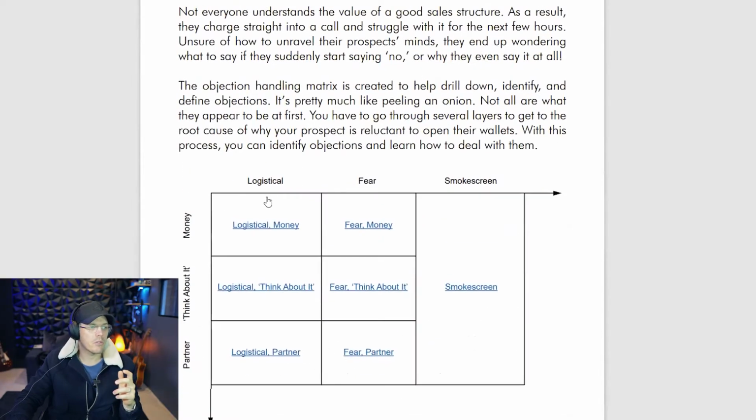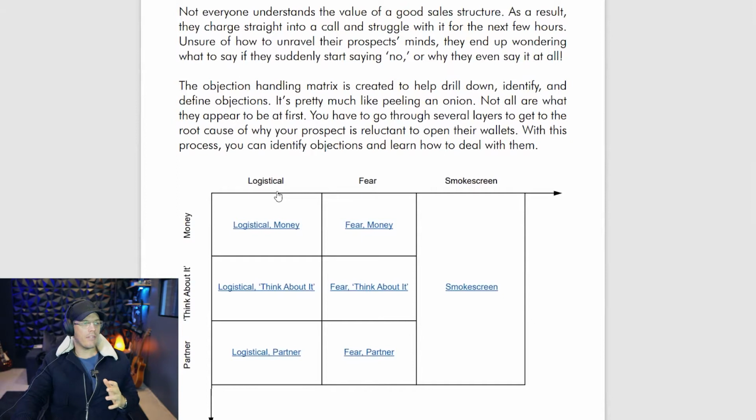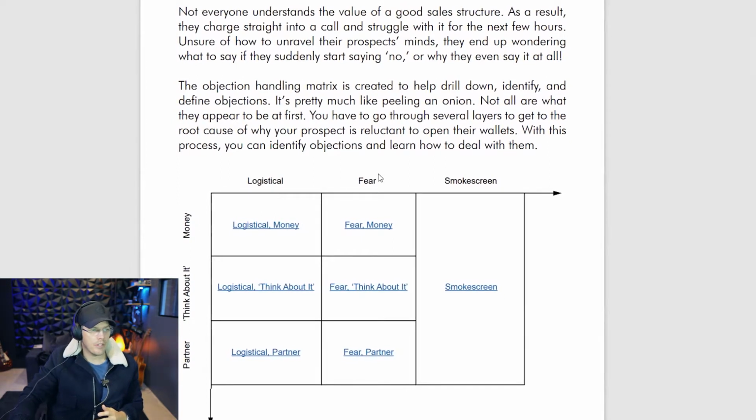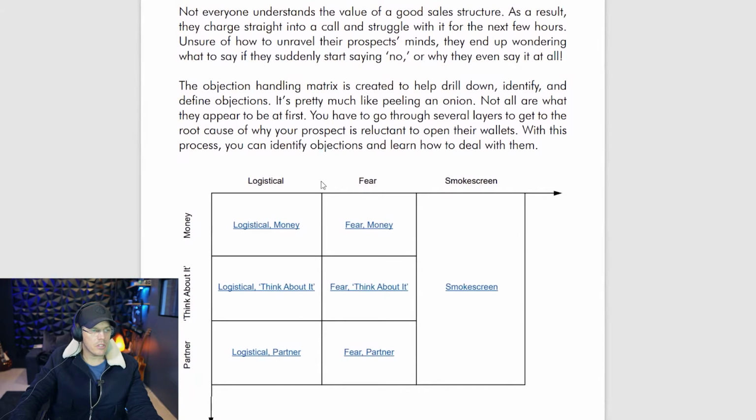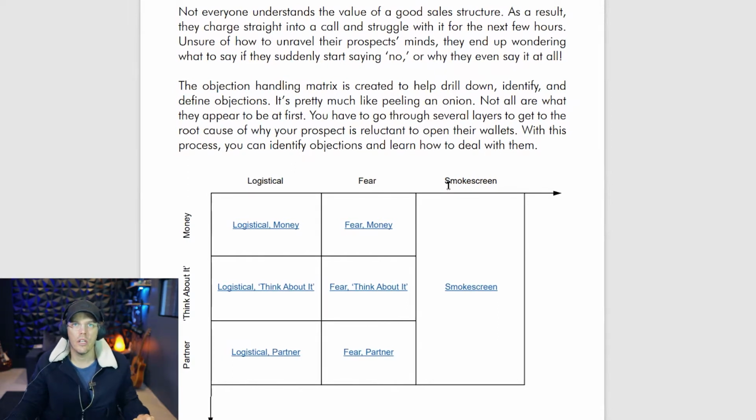So first things first, right? We need to break down the categories of objections: logistical and fear, okay? And then smokescreen, okay? But we're going to focus on logistical and fear because smokescreen is more like the person is just too polite to tell you they're not actually interested in your product or service, okay? So I kind of just look at it as basically a BS objection for someone who's too polite to actually tell you that they're just not interested. You're selling chicken, they want beef, okay?